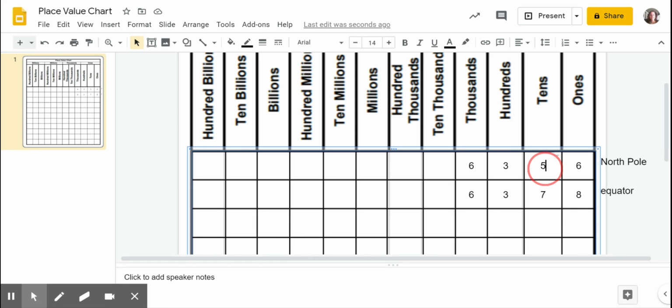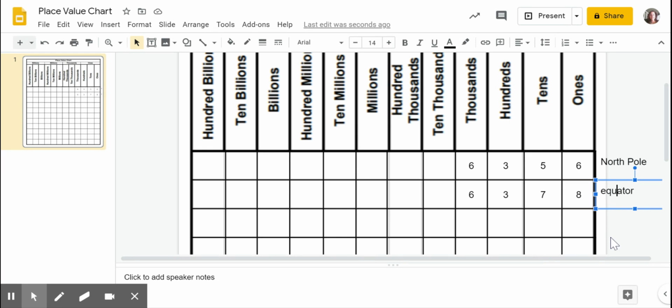Compare 5 tens is less than 7 tens. So 6,356 is less than 6,378. Therefore, the North Pole is closer to the center than the equator is.